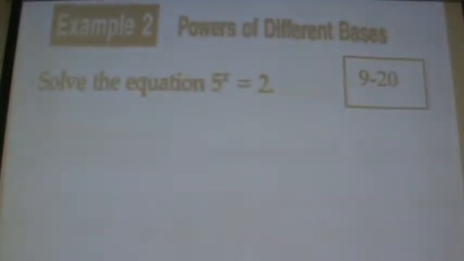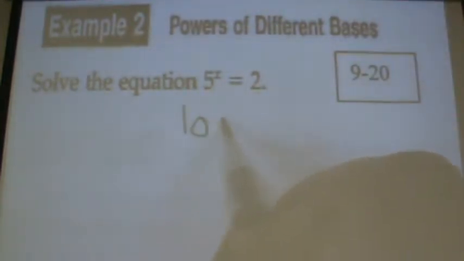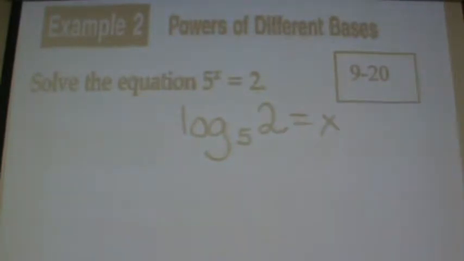Now, what's up with the rest? Go back to the front page. Look at example 2. These are the easiest ones, I think. What do you do when you have a base, an exponent, and a number? Translate it into a log. You're going to write this as the log of 2, base 5 is x. All I did was translate it.